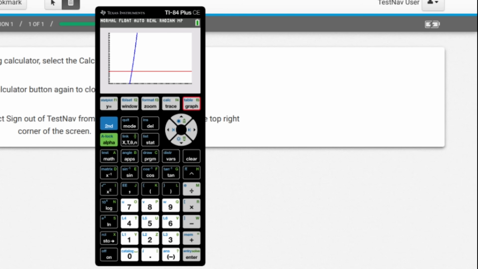So I care about my intersection. Second, trace, hit 5 for intersect. The first curve, it shows up automatically at 80. My x is 80. So I don't want 80. That's a lot. So if I hit negative, there you are. Okay.